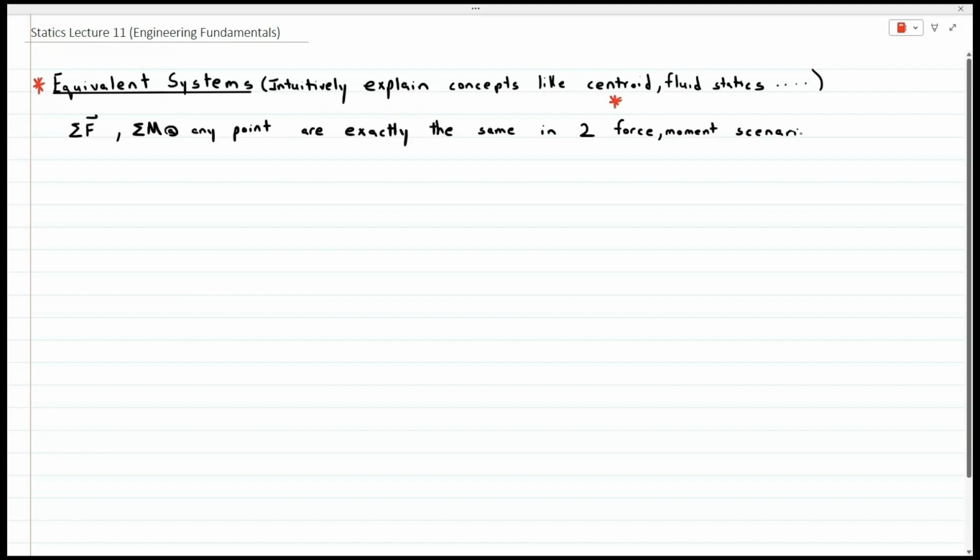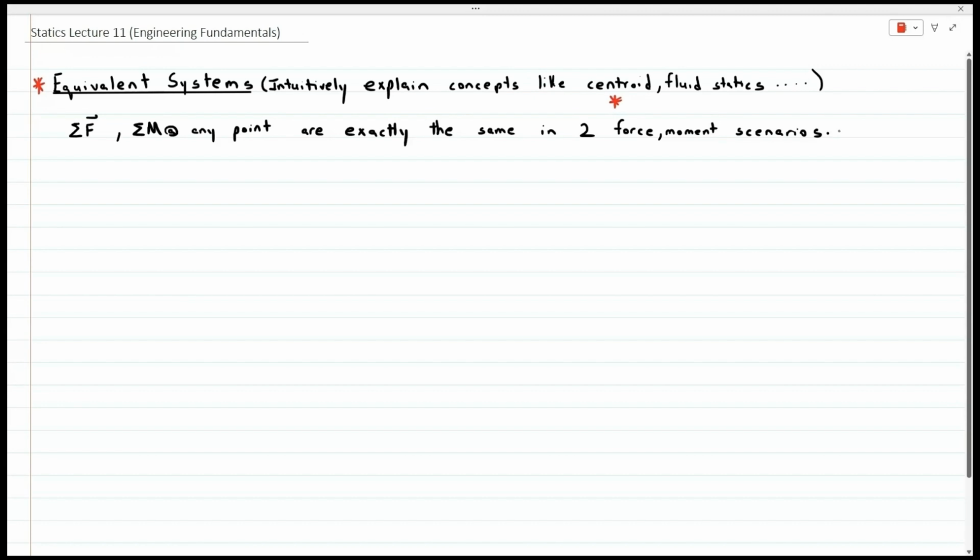An equivalent system is essentially a system where the sum of the forces and the sum of the moments at any points in those two equivalent systems are exactly the same. There could be forces and moments applied all over that system, but if you take a moment about the same point in those two systems, you'll get exactly the same value, and the sum of the forces is exactly the same in those two systems.